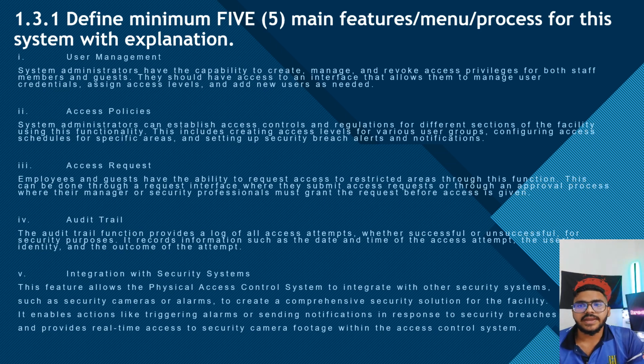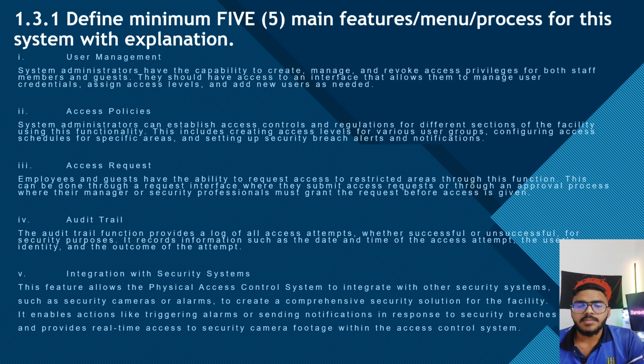System administrators can establish access control and regulations for different sections of the facility using this functionality. This includes creating access levels for various user groups, configuring access schedules for specific areas, and setting up security breach alerts and notifications. Third, access request. Employees and guests have the ability to request access to restricted areas through this function.